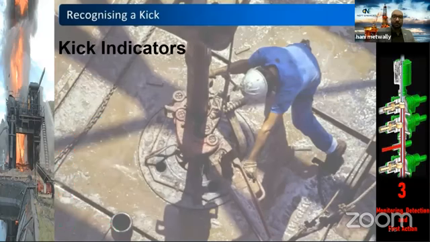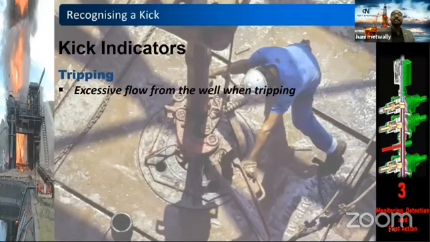Kick indicators during tripping. What is the meaning of kick indicator? It means we have a positive warning sign. So during tripping, kick indicators can be excessive flow from the well when tripping. So we still have a flow during tripping. Remember, once we start to trip out or trip in, we stop pumping. So if you have a flow, it means the flow came from the formation.